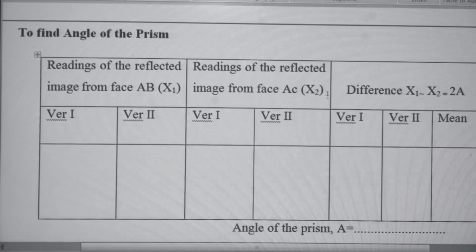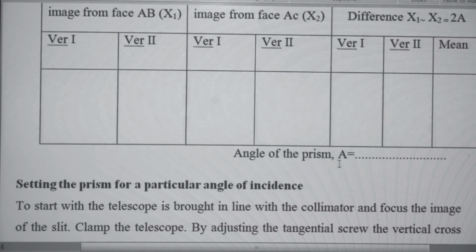Then the difference of these two readings, face AC and face AB, that is X2 minus X1, gives the value of 2A. That 2A can be calculated for Vernier 1 and similarly for Vernier 2. Then mean 2A is calculated and from that the angle of prism is determined.